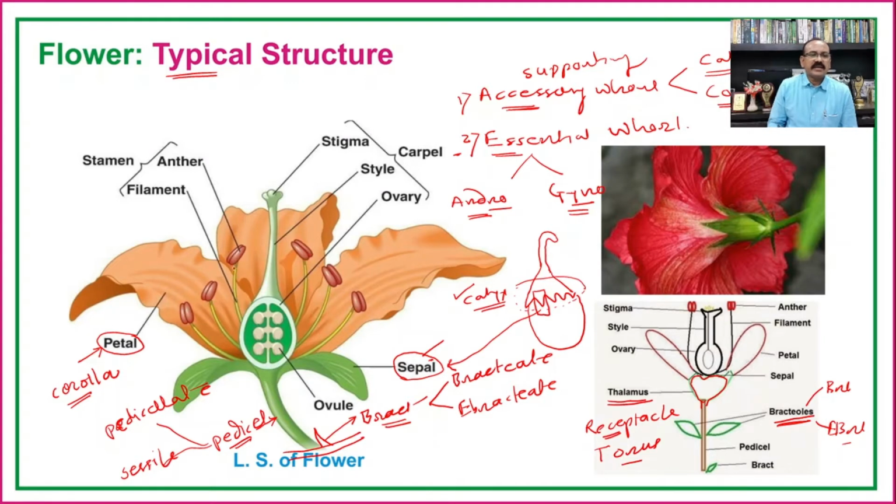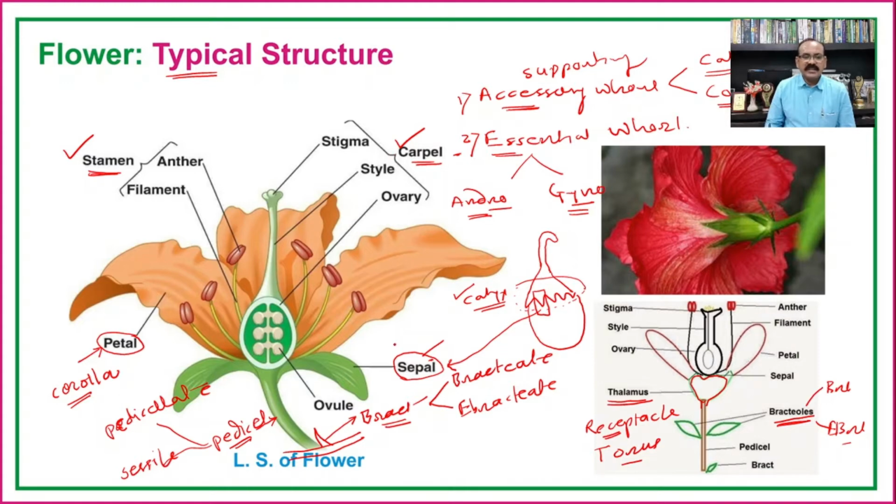Now in the flower, the androecium is present in the form of stamens and the gynoecium in the form of carpels. That is, the individual member of the androecium is known as stamen and the individual member of the gynoecium is known as carpel. And both these whorls, that is androecium and the gynoecium, are essential for sexual reproduction, and hence they are considered as essential whorl.